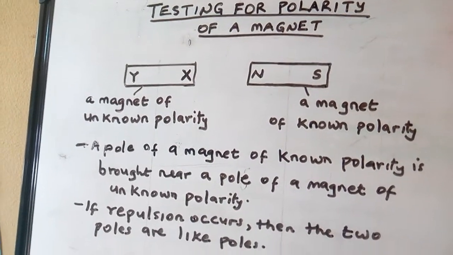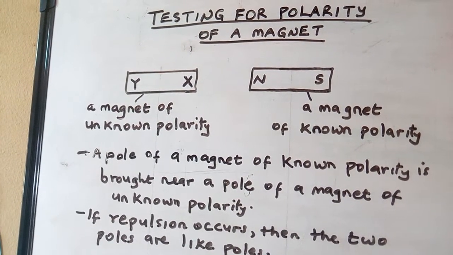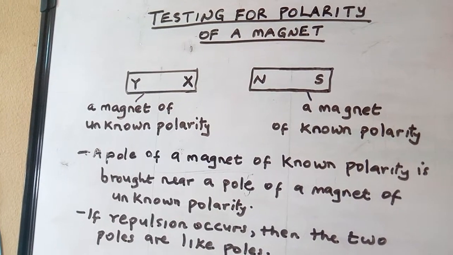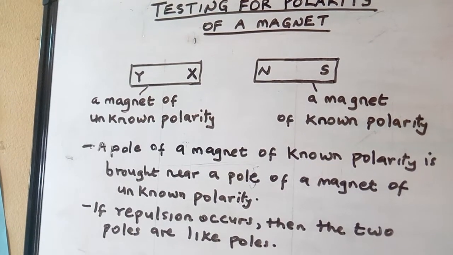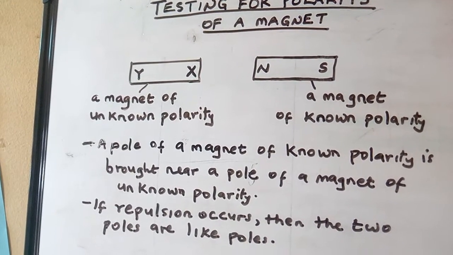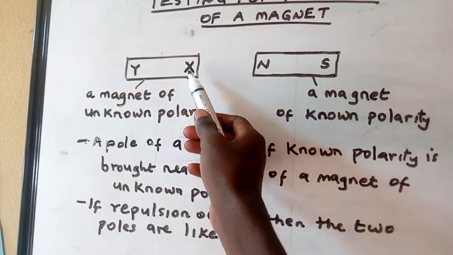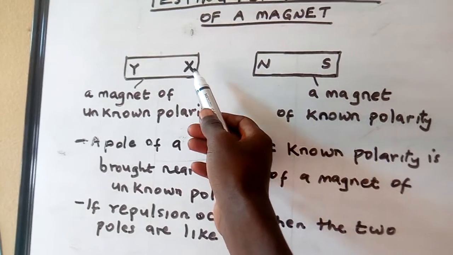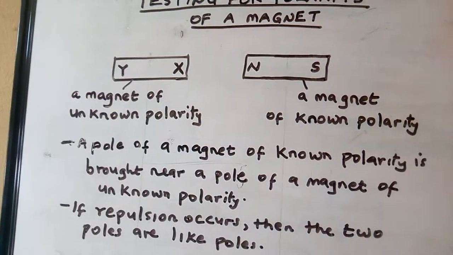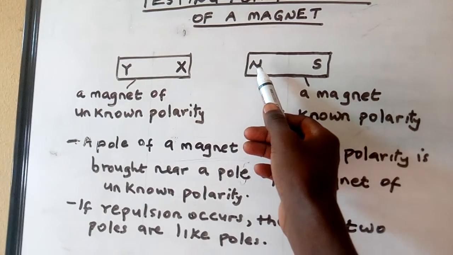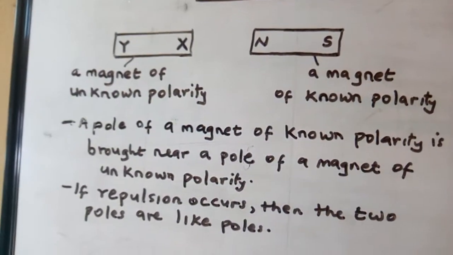This is how you test for the polarity of a magnet. A pole of a magnet of a known polarity is brought near a pole of a magnet of unknown polarity. If repulsion occurs, then the two poles are like poles. So if this was south and you brought it near this and they repelled, automatically this one also becomes south. And if this one becomes south, then the other one becomes north. But this is north. Because it is north, if they repel, then this is also north. And therefore this one becomes south.